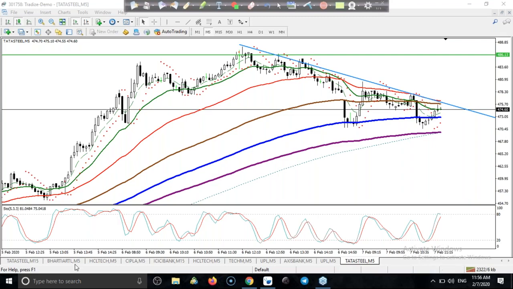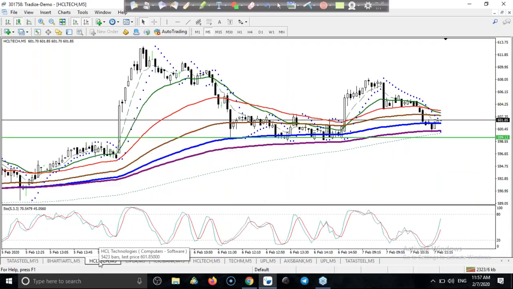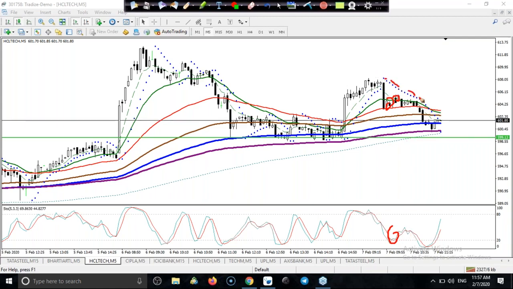First, Bharti Airtel, you can see we are waiting for a breakout. HCL, we are also looking for a breakout. I told you HCL has given a buy signal here, but under what condition? A parabolic arc is forming above, so they are still not giving a real buy signal. People are making a big mistake here.